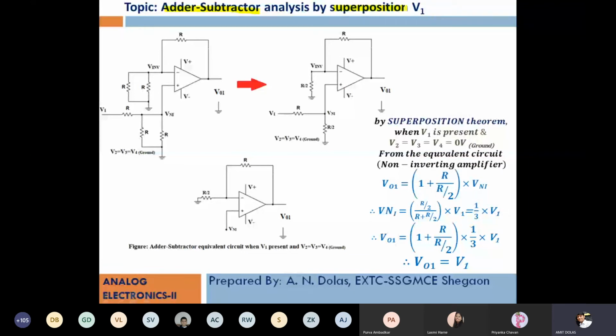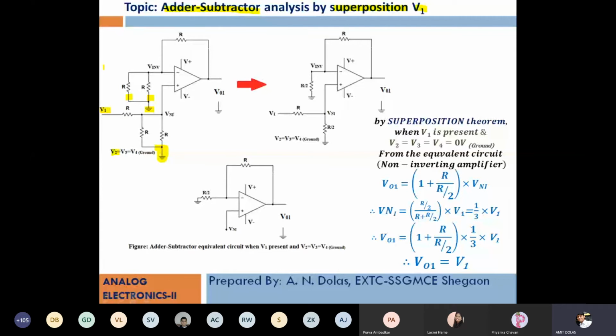On two sources we already applied superposition. Now I will keep V1 active and the remaining sources grounded. So you can see in the image I kept V1 active, V2 is connected through its resistance to the ground, and V3 and V4 are also connected to the ground. What you need to do is take the parallel combinations and use the voltage divider rule.